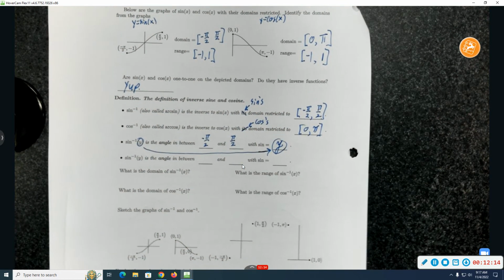So when you say sine inverse of y, you're saying I want an angle which has that as the sine. That makes sense. And that angle has to be the one between -π/2 and π/2. So in this range.